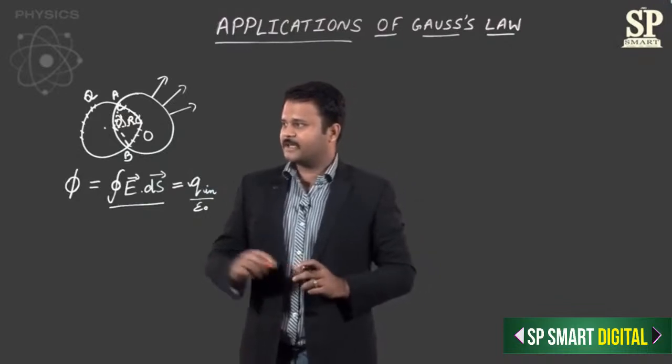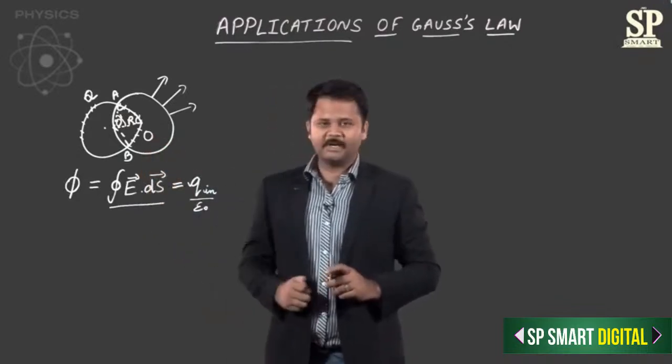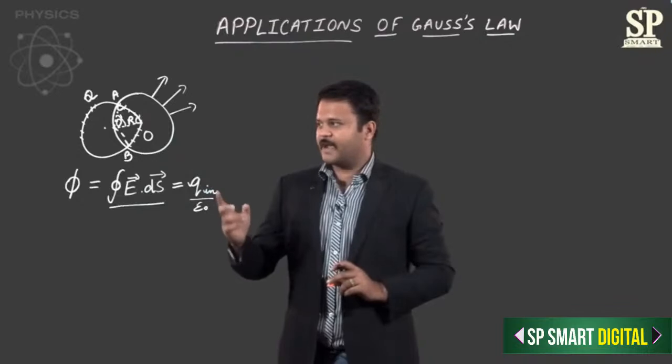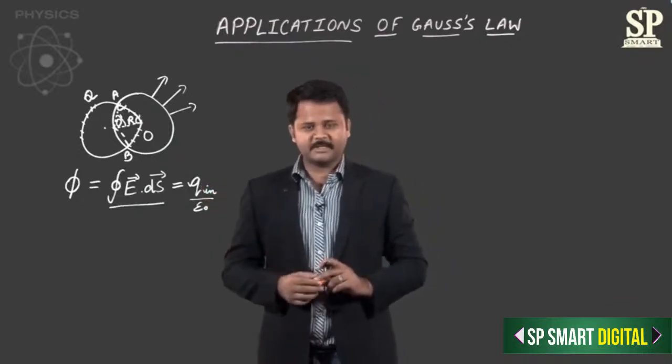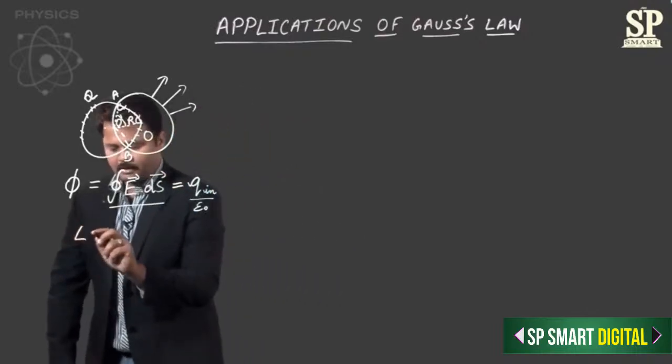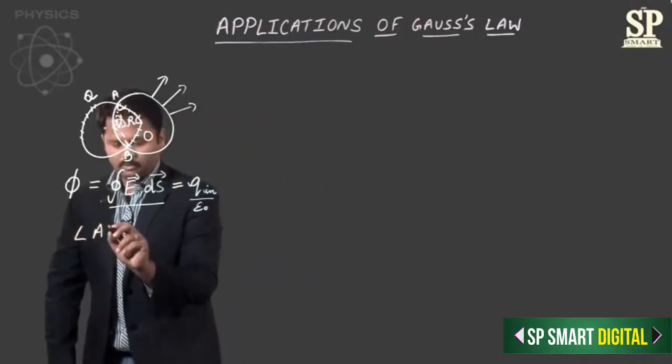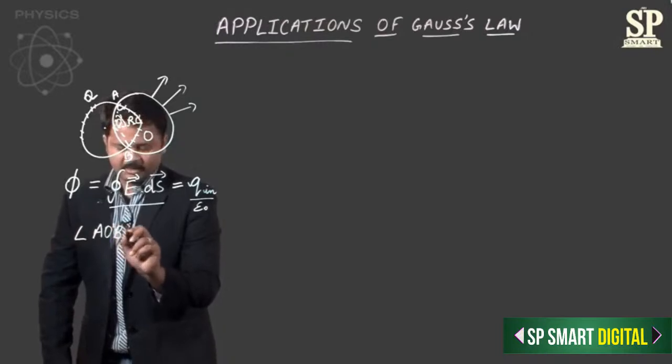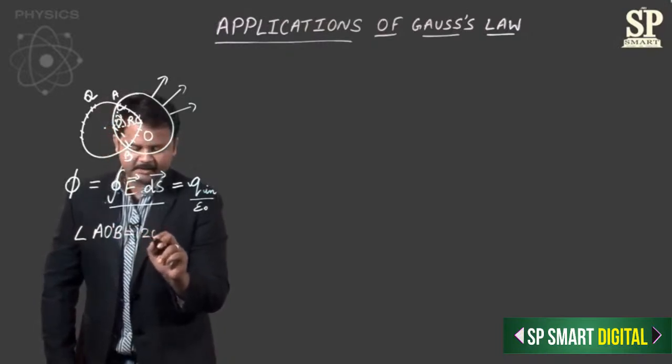Now let's consider the angle A O dash B. You can see that it is comprised of two angles and both of them are 60 degrees. So this total angle, I'll write it here now, angle A O dash B, this angle is equal to 120 degrees.